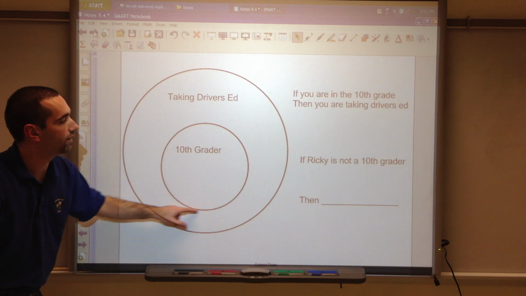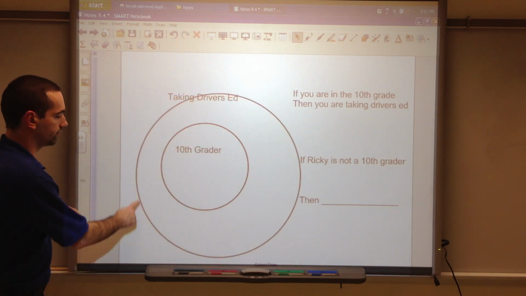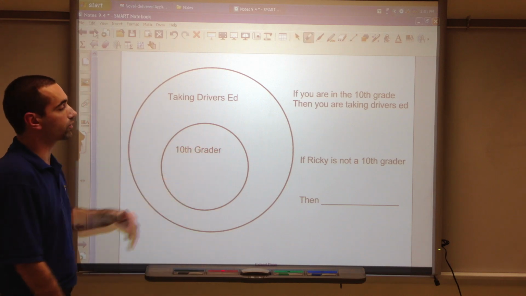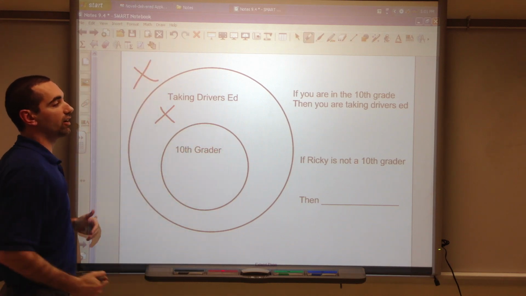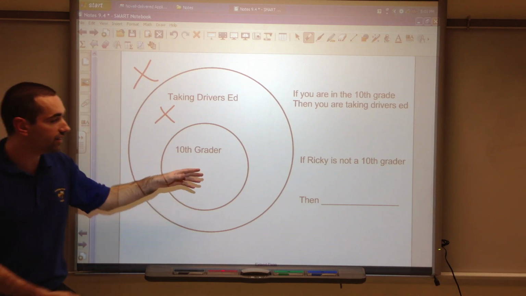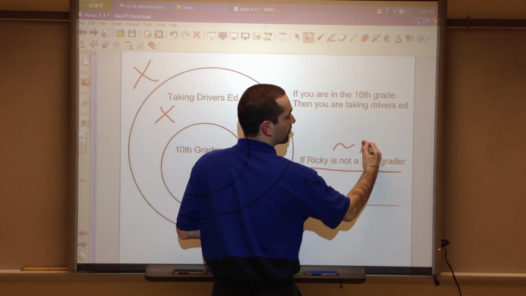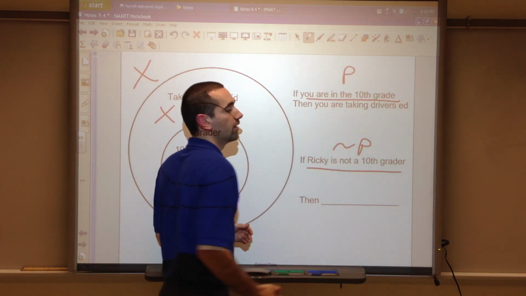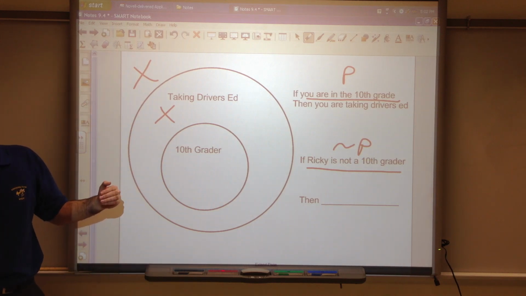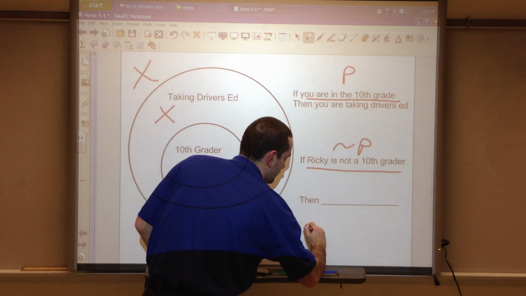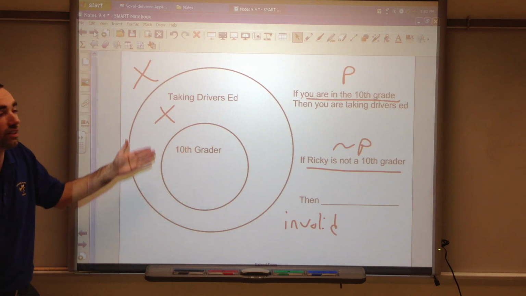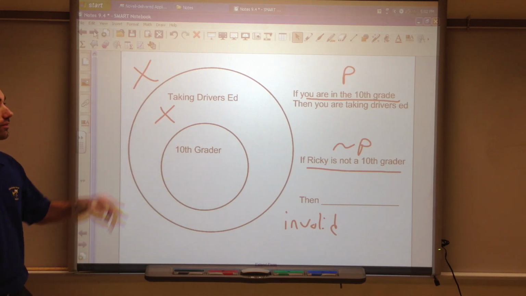If you're in the 10th grade, you're taking driver's ed. Ricky's not in the 10th grade, so he's not in the 10th grade circle. He could be here, he could be here. It didn't follow the law of contrapositive. It said this is not P, because that's P. Law of contrapositive says not Q implies not P. This is invalid. Just because he's not in the 10th grade circle doesn't mean he's not taking driver's ed.